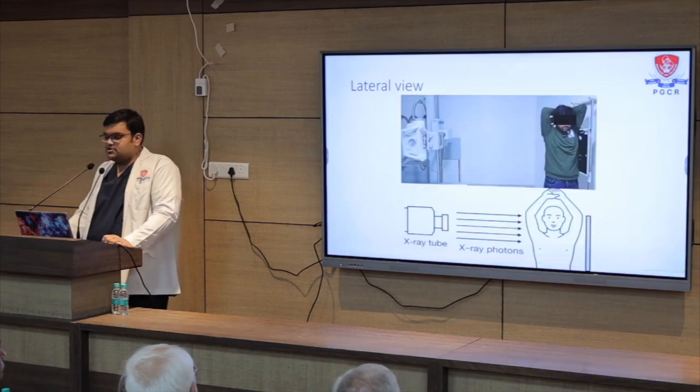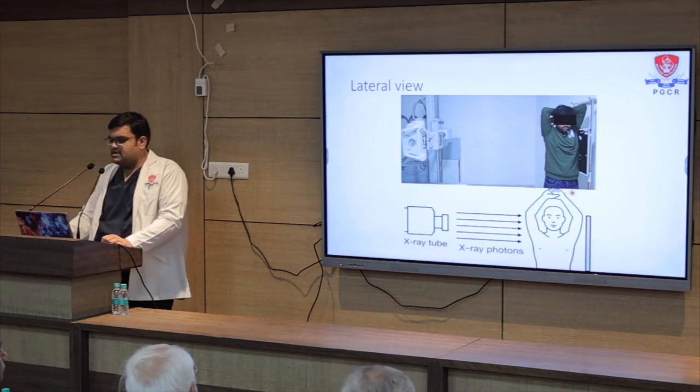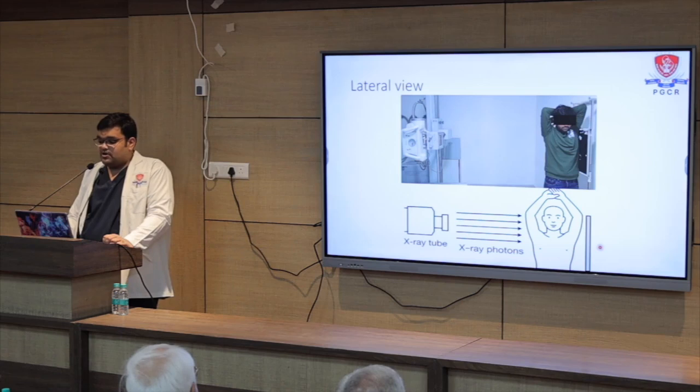The patient is turned to the side and in contact with the cassette or the detector so that the mid-sagittal plane is parallel to the cassette. The arms are folded over the head or raised above the head. Conventionally, we take a left lateral view of the chest X-ray, but we prioritize the side on which we suspect the pathology.